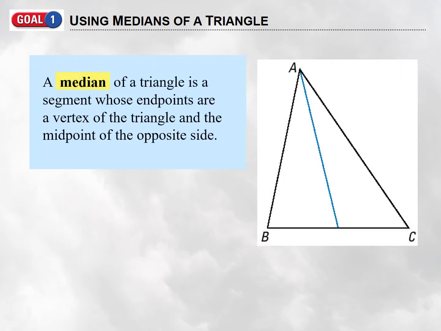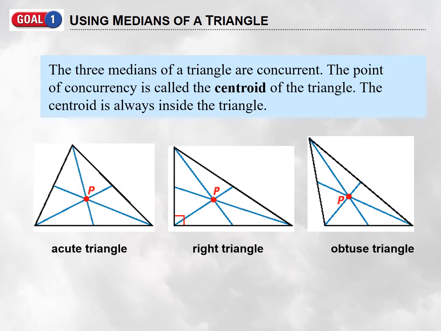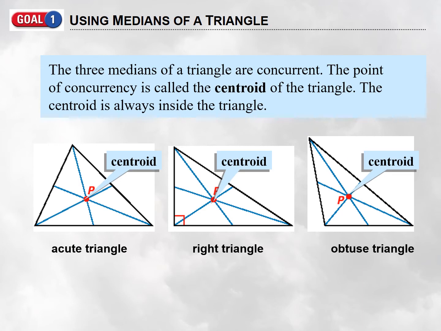A median of a triangle is a segment whose endpoints are a vertex of the triangle and the midpoint of the opposite side. The three medians of a triangle are concurrent, and the point of concurrency is called the centroid of a triangle. The centroid is always inside the triangle.